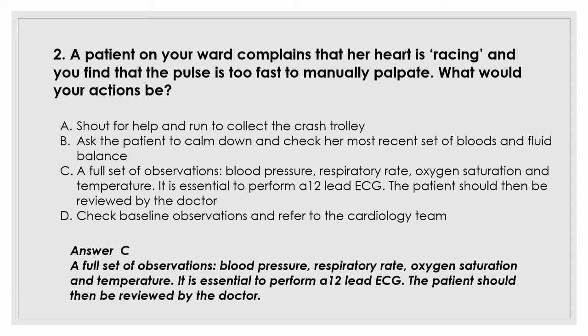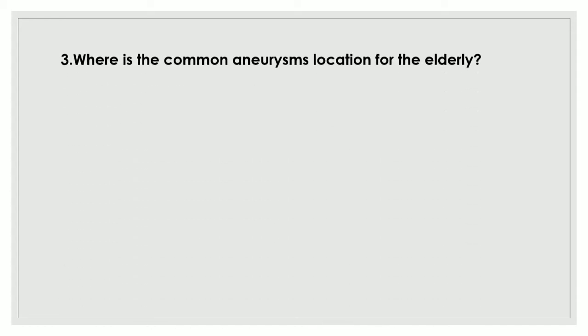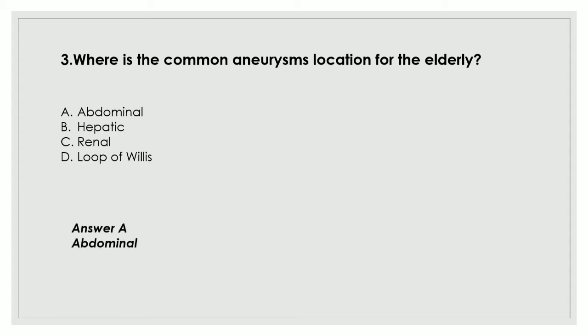Answer C. A full set of observations: blood pressure, respiratory rate, oxygen saturation and temperature. It is essential to perform a 12-lead ECG. The patient should then be reviewed by the doctor. Question number 3. Where is the common aneurysms locations for the elderly? Options: A. Abdominal, B. Hepatic, C. Renal, D. Circle of Willis. Answer A. Abdominal.